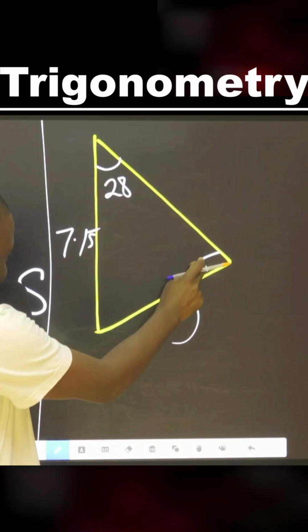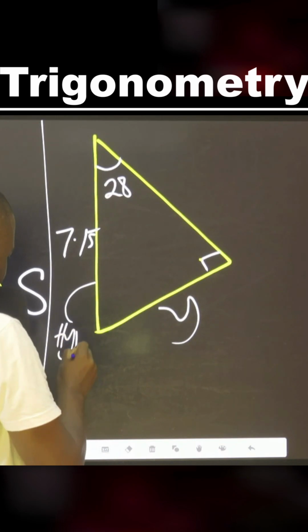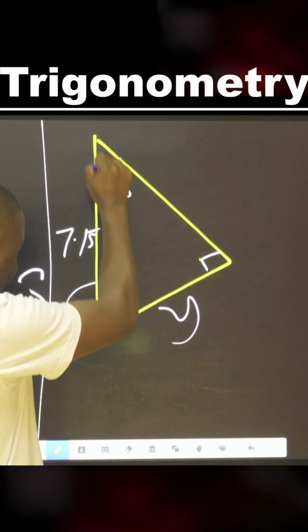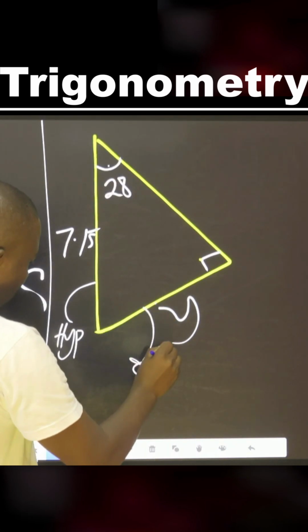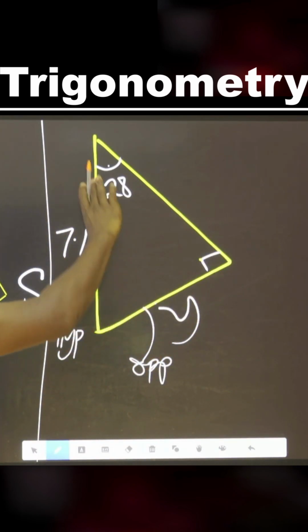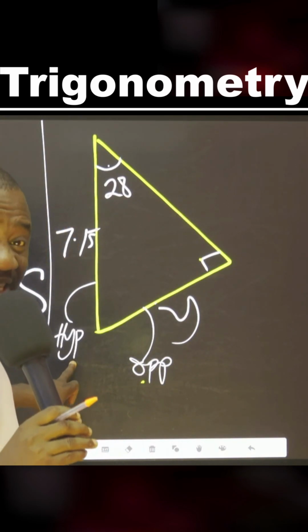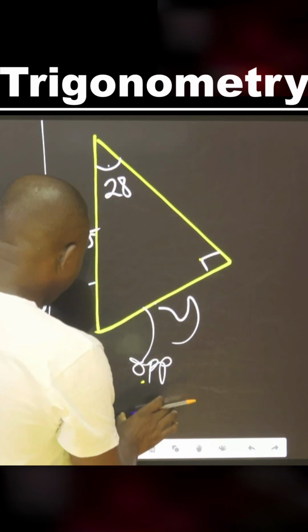This is 90 degrees. This line is facing 90 degrees, so this is hypotenuse. This is facing this angle, that is opposite to the angle. This is adjacent. Now, this unknown and the known, that is opposite versus hypotenuse. What is that? That is sine.